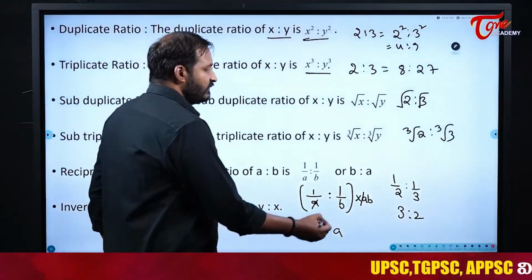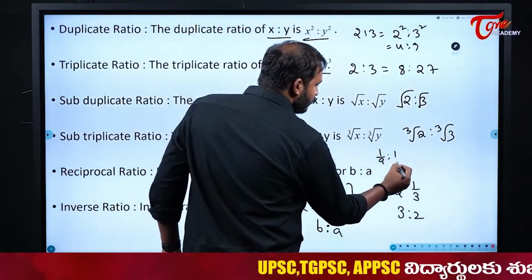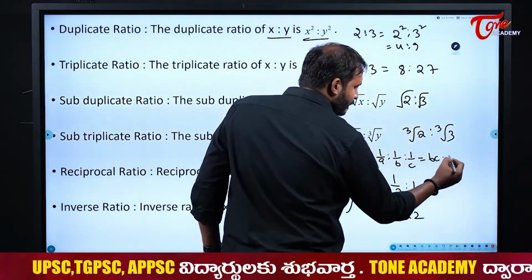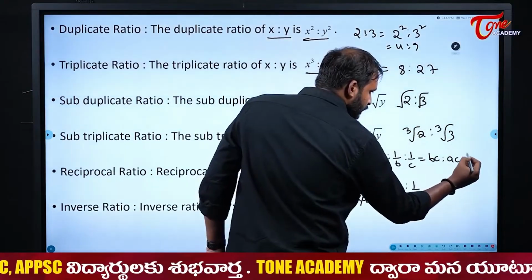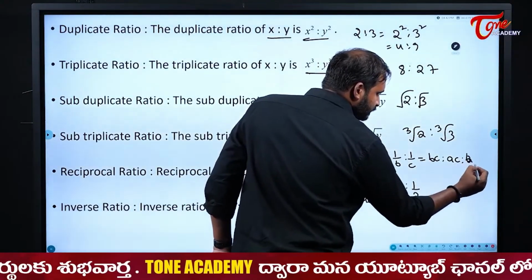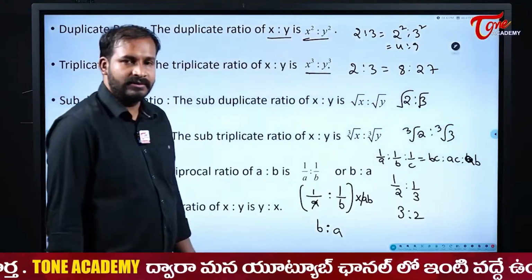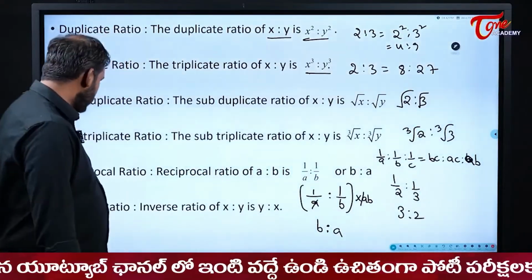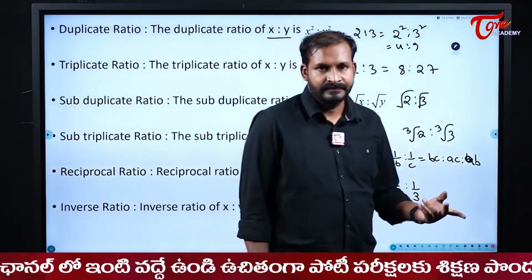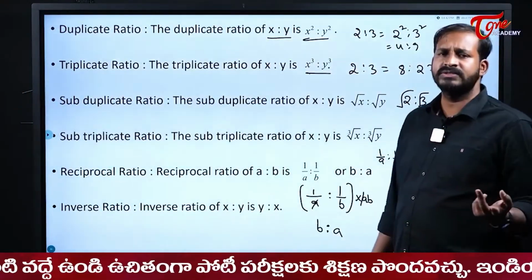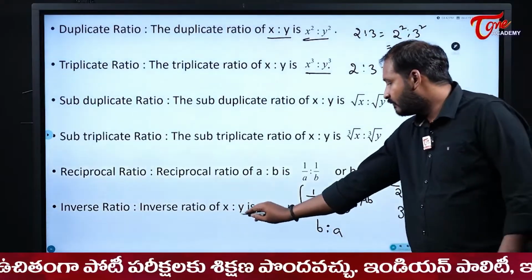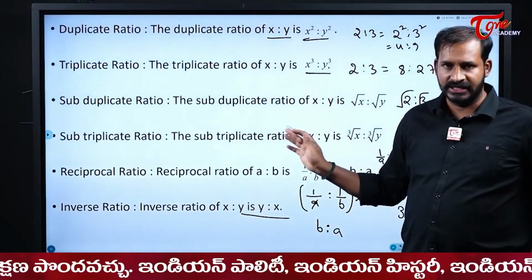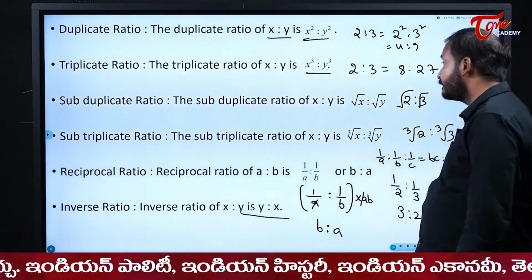What actually happens if I have 1 by A is to 1 by B is to 1 by C means BC is to AC is to AB. We will have this if I have 3 ratios, 1 by A is to 1 by B is to 1 by C. Okay. Now inverse ratio means simply reverse it. What is the inverse ratio of x is to y? It becomes y is to x. So these are some of the standard things which you should know before solving the problems. Okay, understood? Next.